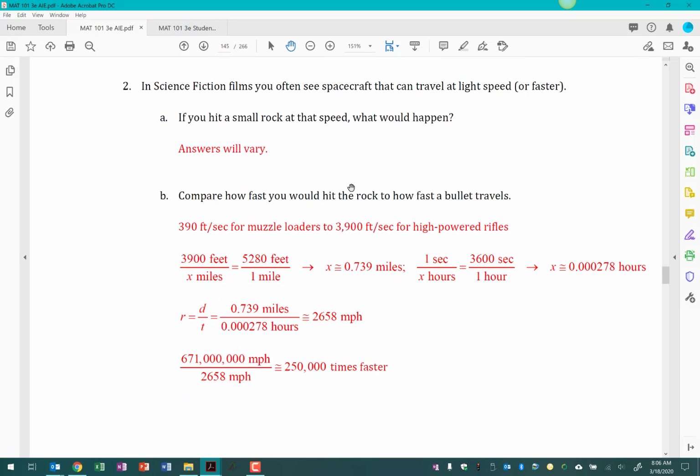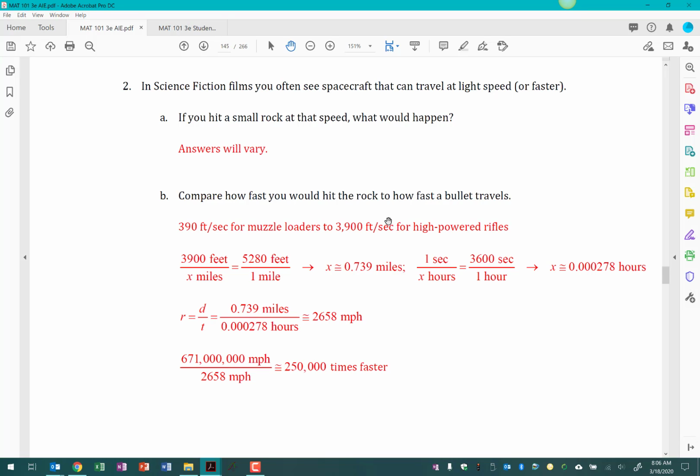For part B, we're asked to compare how fast we would hit the rock to how fast a bullet travels. All right, so I did a little research and I found that muzzle loaders, which are pretty slow guns, have bullets that travel about 390 feet per second. For high-powered rifles, it works out to about 3,900 feet per second. I chose to work with the 3,900 feet per second.